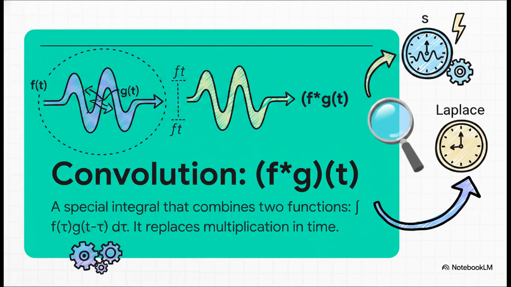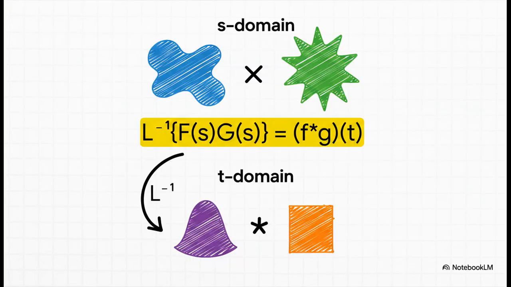The answer lies in this operation called convolution. Now, I know that integral looks a little intimidating, but the concept is actually pretty simple. It's just a special way of combining two functions, f of t and g of t, to create a third one. And what's so critical is that this operation, this whole integral, is the direct equivalent of simple multiplication back in the S-domain. And this is the theorem that brings it all home. It tells us that the inverse Laplace transform of a product, f of s times g of s, is simply equal to the convolution of their individual inverse transforms, f of t and g of t. So what was multiplication in the S-domain becomes convolution in the time domain.